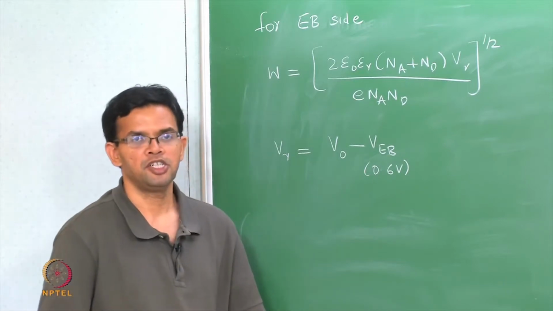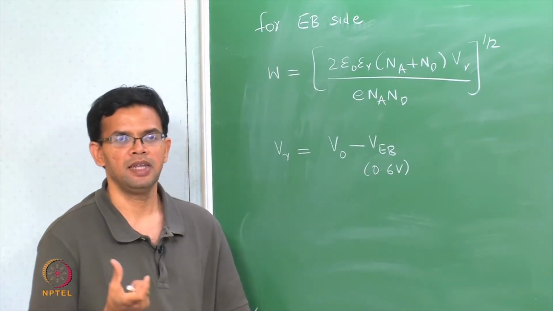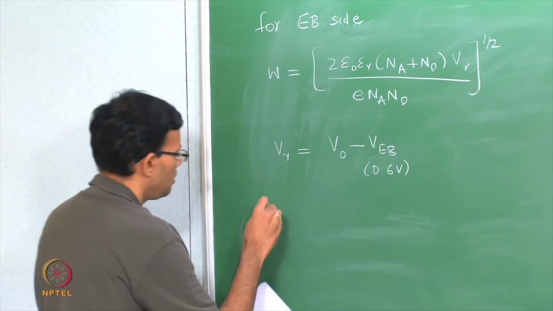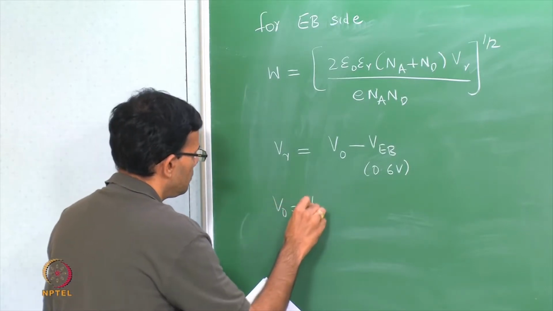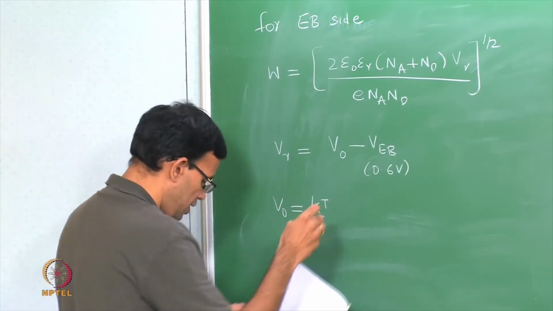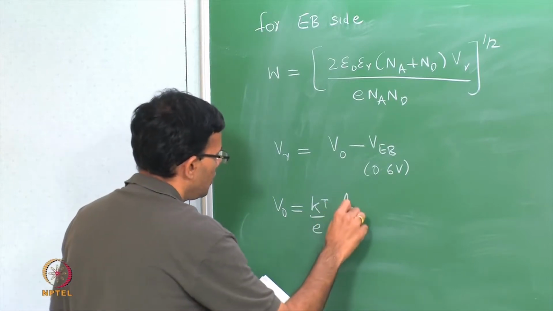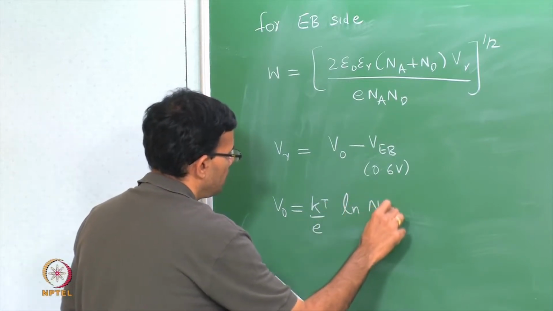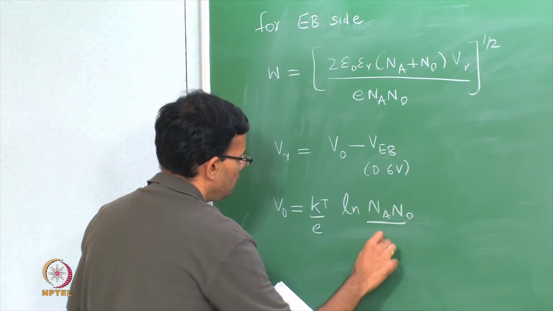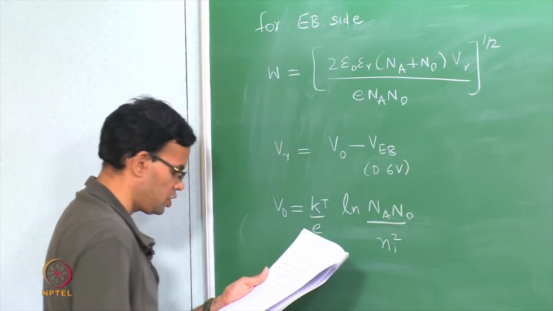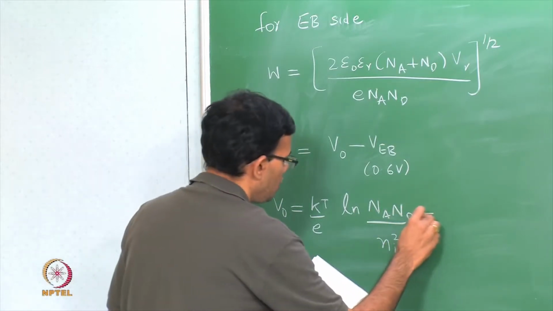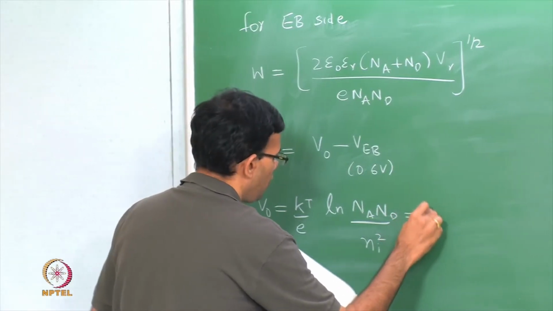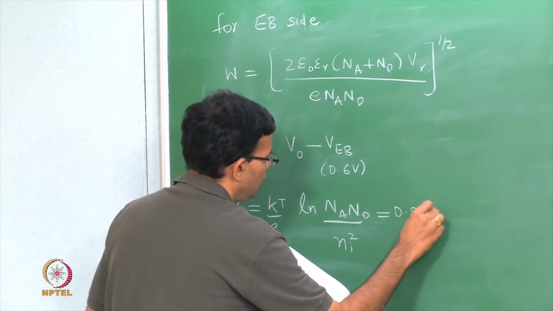The built in potential we can calculate by simply taking this to be a PN junction. So, that V naught is kT over e ln of NA ND over Ni square. This works out to be 0.830 volts.